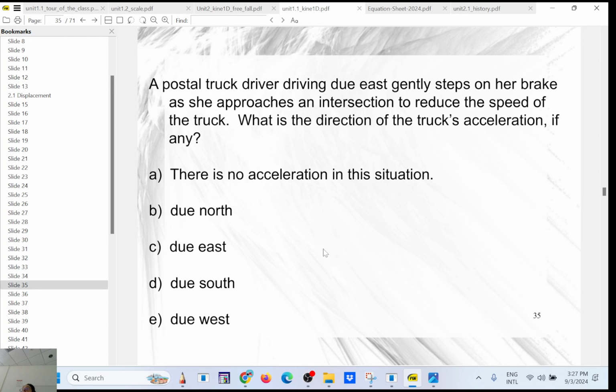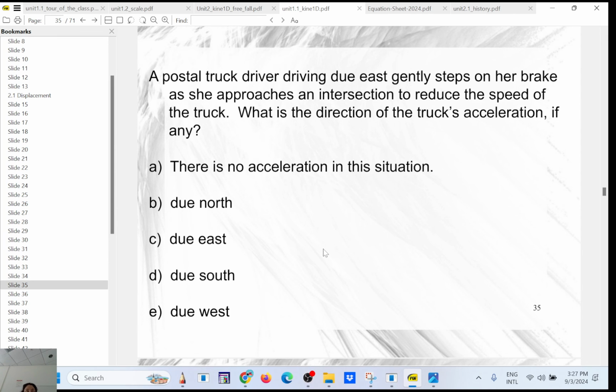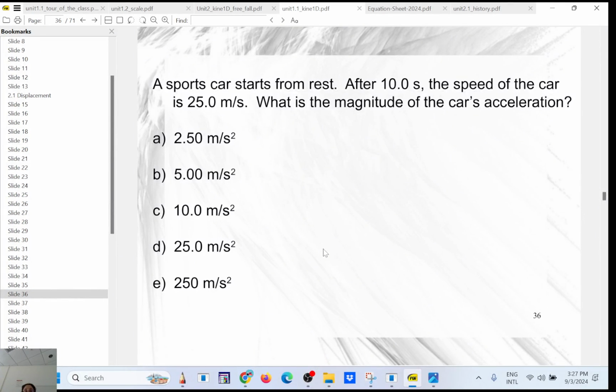You are not spacing out? You with me? What about this one? So velocity is east, but she's slowing down. So the acceleration will be west. So it's a typical conceptual question, or easy.